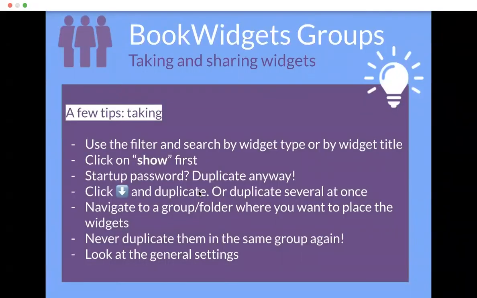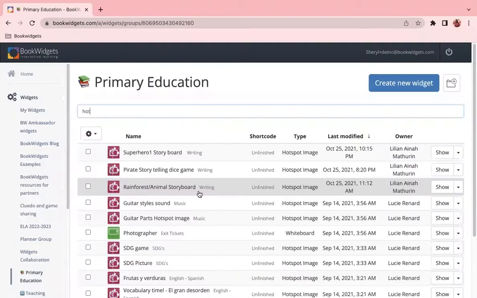Remember what I said? You're going to click on the show. You're going to take a look at that widget and see if it's something you want. You don't want to go through the process of duplicating something and then be like, this isn't really what I wanted. Don't worry if there's a startup password. You can go ahead and duplicate that widget. And now, after you are ready to duplicate that widget, I want to let you know that you don't have to duplicate them one at a time. Let's go through that process on finding a widget, duplicating it, and I'm going to give you some tips on how you might want to place that widget into your widgets.